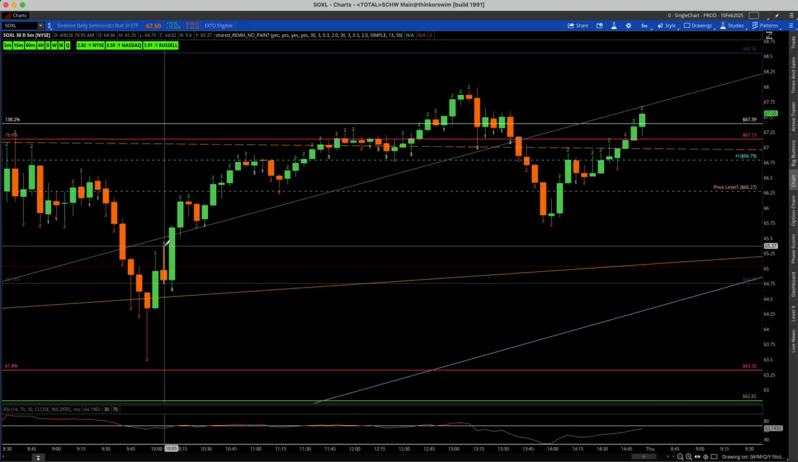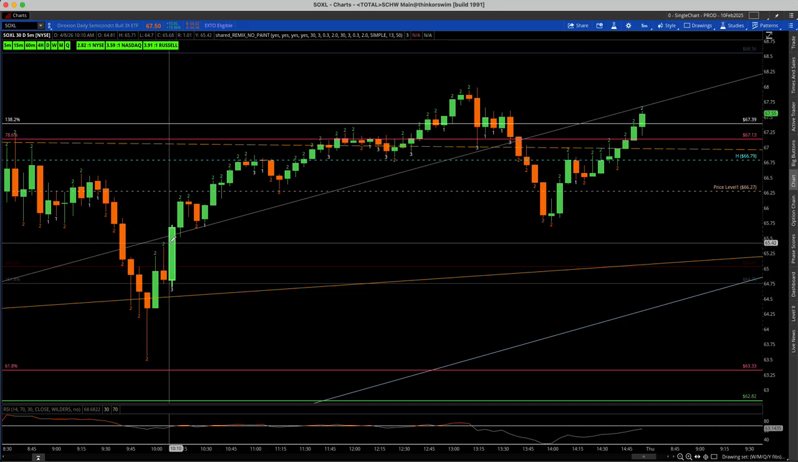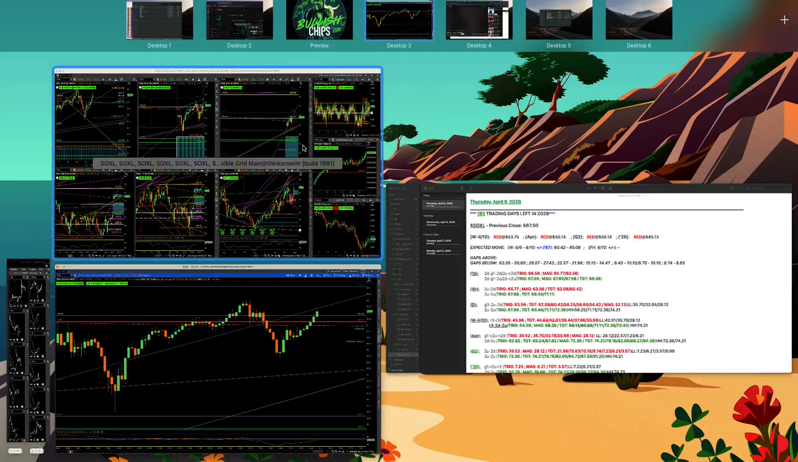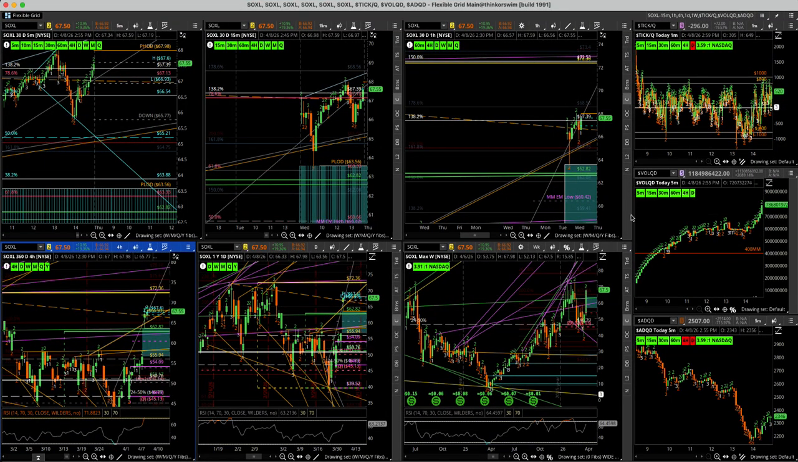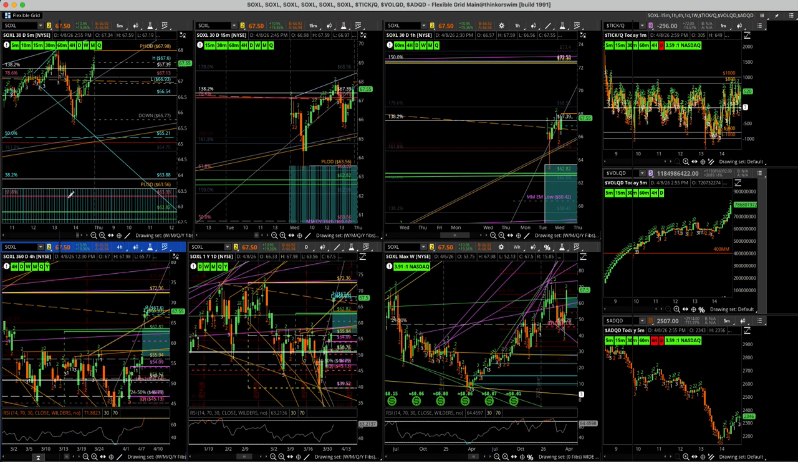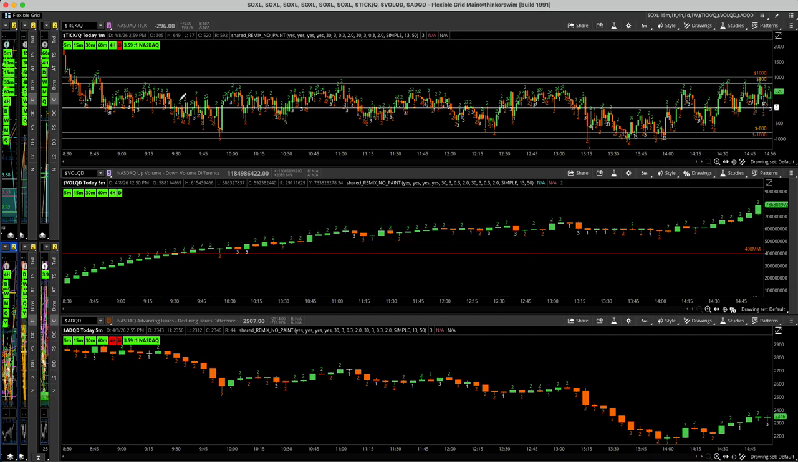And what that did is give us some time to reassess the situation and see how we're going to go back to the upside. And when you look at things like the internals, let's go over here. Here's the QQQ internals. When you're looking at these, you would be more inclined to think that we will push back to the upside.